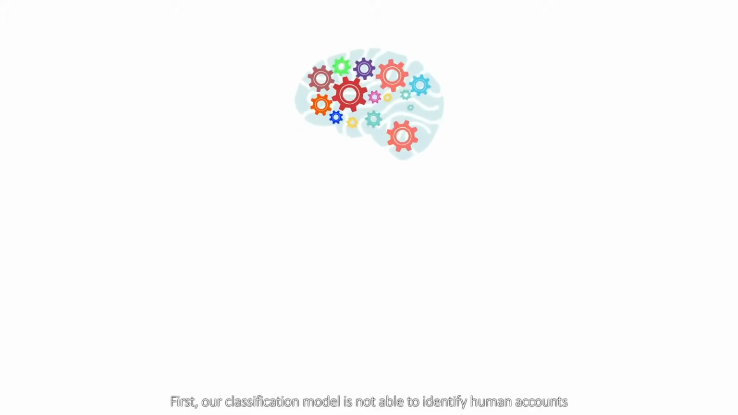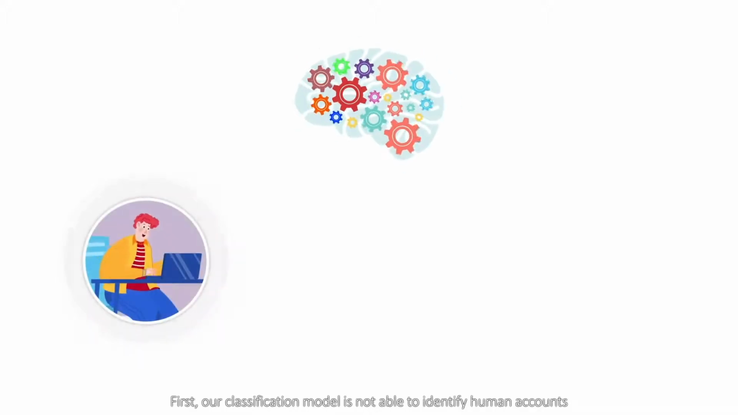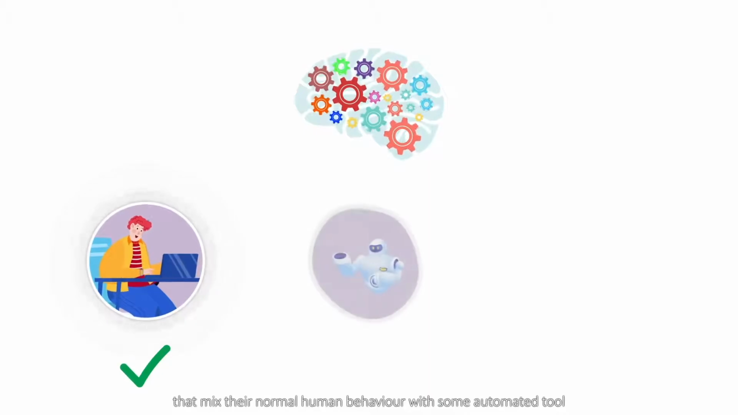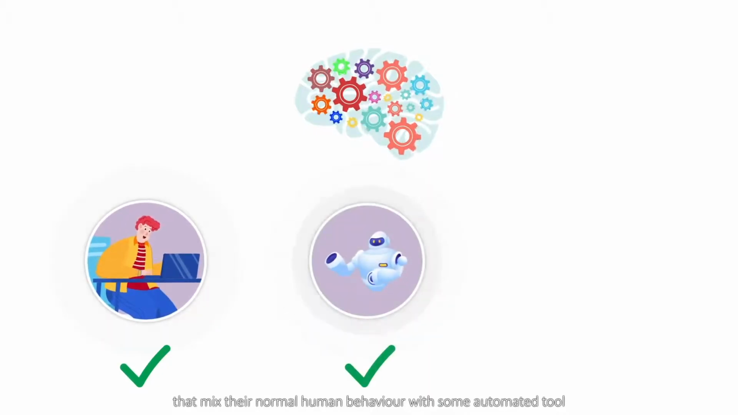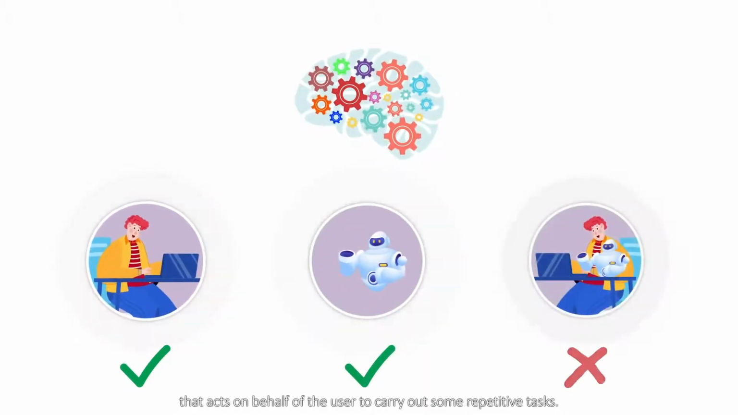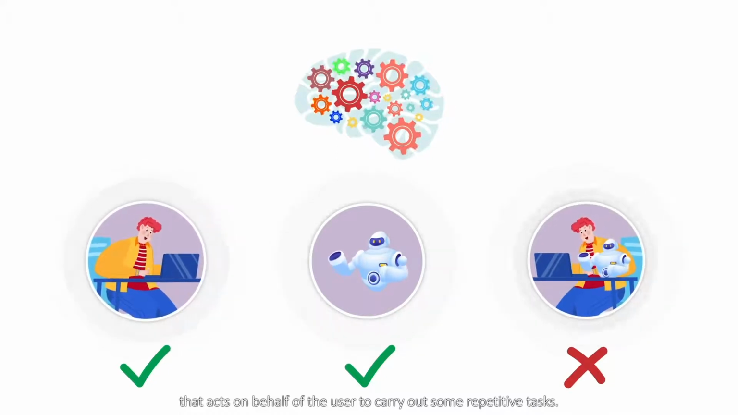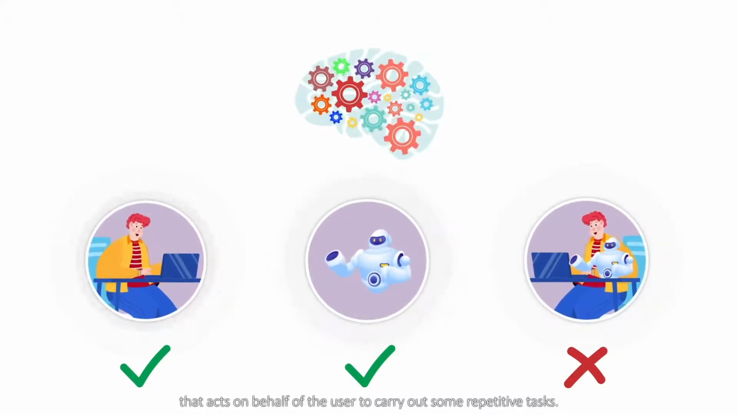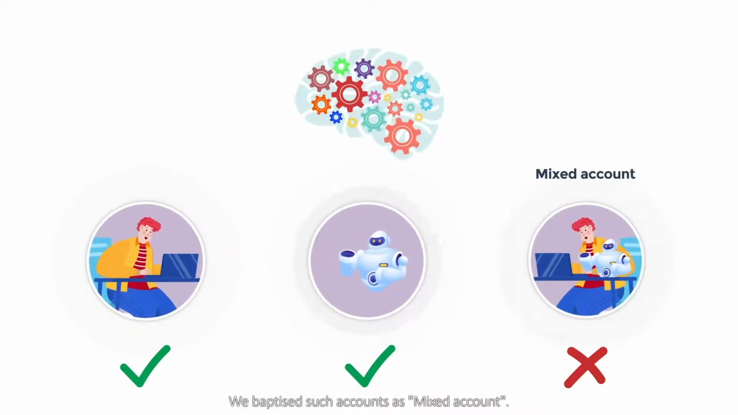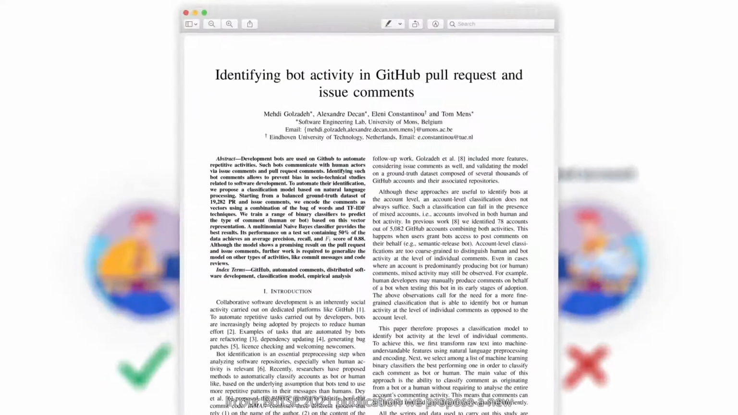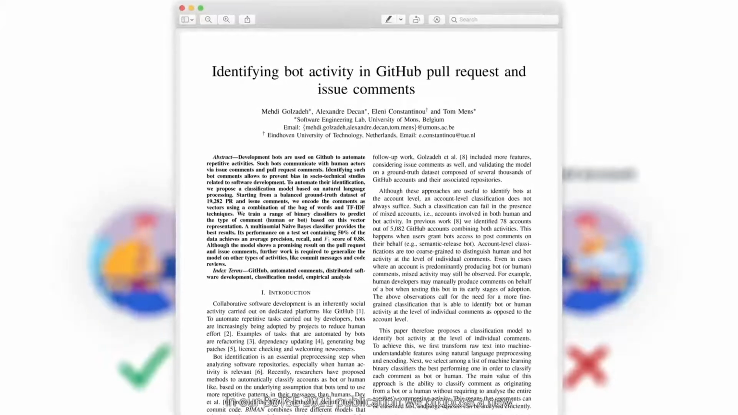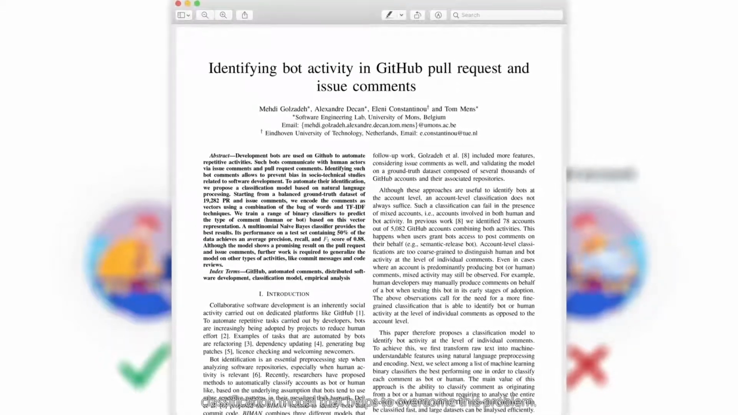Like any research, the presented work has some known limitations that should be addressed in future work. First, our classification model is not able to identify human accounts that mix their normal human behavior with some automated tool that acts on behalf of the user to carry out some repetitive tasks. We baptized such accounts as mixed accounts. In our BotSE 21 publication, we propose a new classification model that helps to overcome this problem.